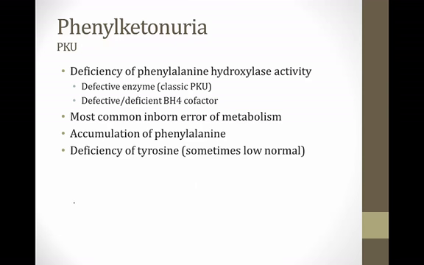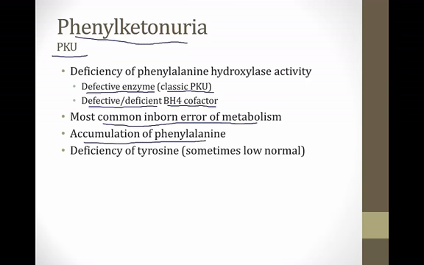If you are deficient in the enzyme phenylalanine hydroxylase, you will be unable to effectively convert phenylalanine into tyrosine, and that will cause a condition called phenylketonuria, which is often abbreviated PKU. This classically results from a defective enzyme phenylalanine hydroxylase. That's called classic PKU. You can also develop this if you have a defective or deficient BH4 cofactor. We'll talk more about that in a minute. This is the most common inborn error of metabolism in humans. It results in the accumulation of phenylalanine, and in addition there is a deficiency of tyrosine because you are not able to effectively synthesize tyrosine from phenylalanine.